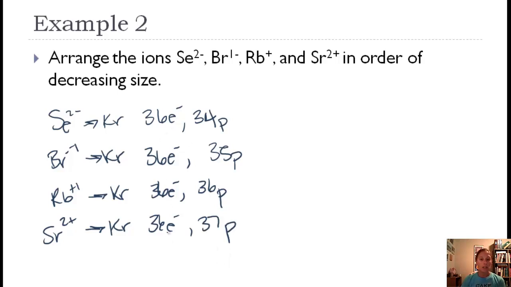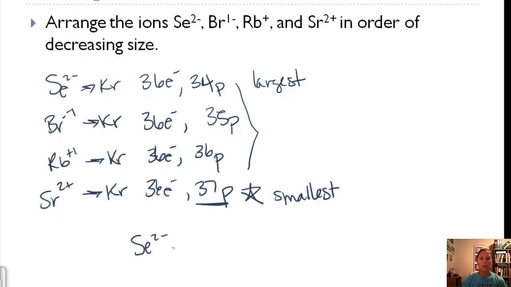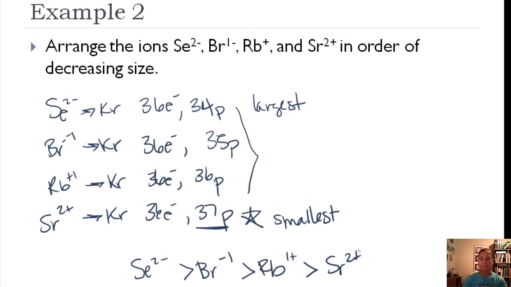So these are isoelectronic. Now we need to look at the number of protons. Because strontium has the most protons, those are going to pull the most on the electrons, pulling them in, making strontium our smallest ion, which then makes selenium our largest. So if we were listing them in order of decreasing size, we would go selenium is greater than bromine, which is larger than rubidium, which is larger than strontium.